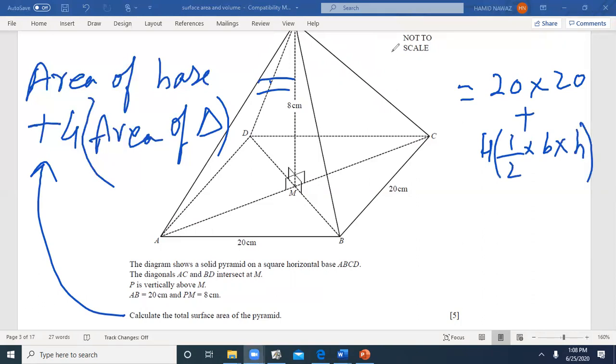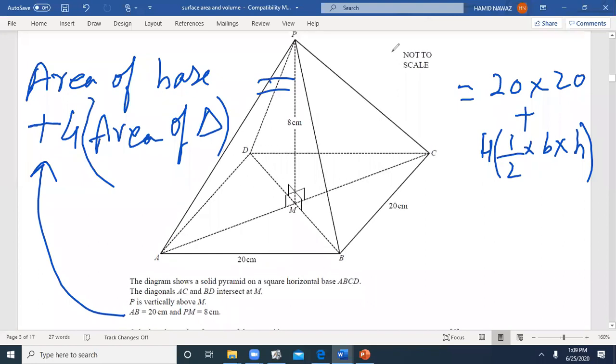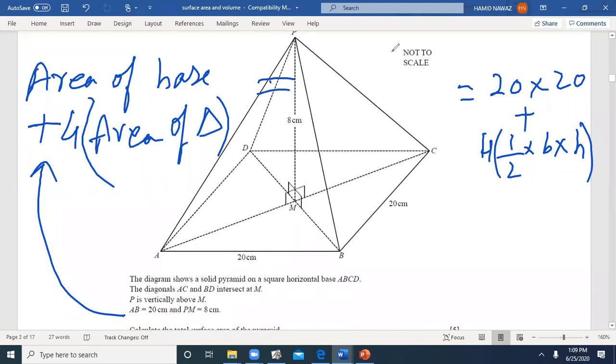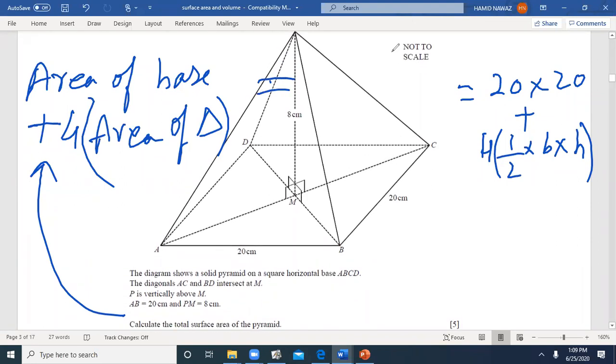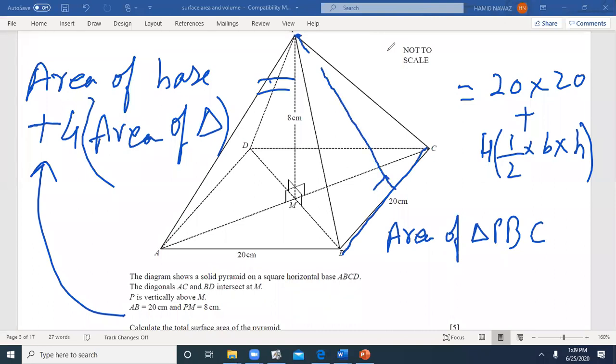Now let me explain how you will find out the area of this triangle. Let's find out the area of triangle PBC. So, beta, if you look at this triangle now, the base is given to you as 20 and the height will be this one. And it will be a 90 degree height, okay?